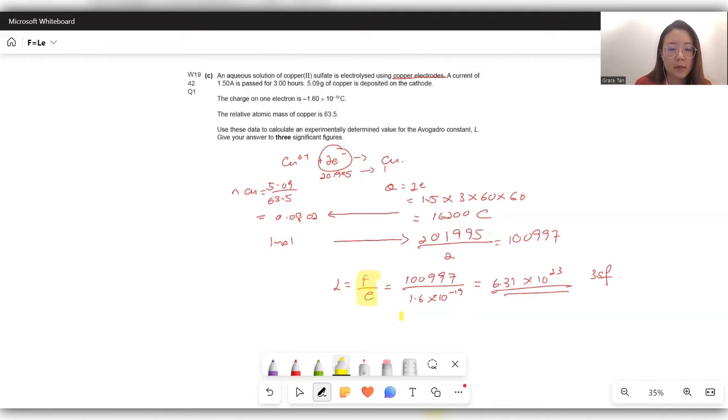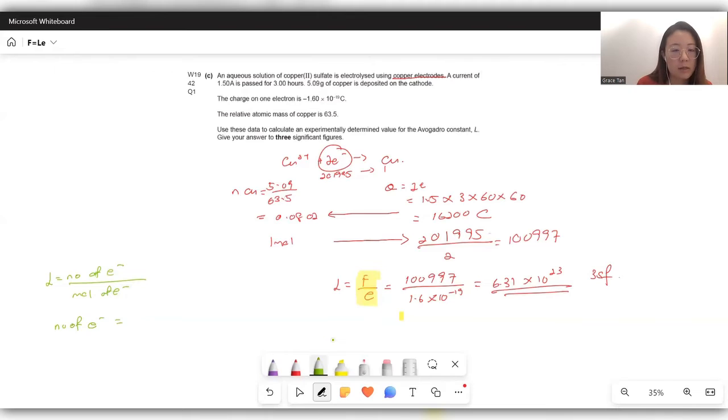I'm going to show you the other way, which is to use the number of electrons divided by the mole of electrons. This is also another way to calculate your Avogadro constant. Now, the first one that we need to solve is the number of electrons, which is the numerator on top.